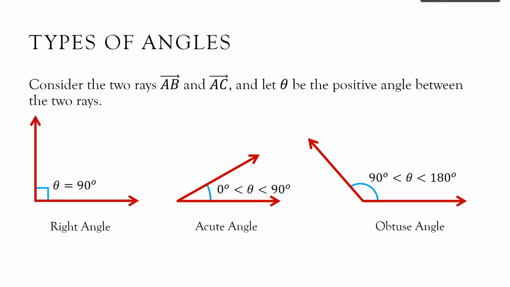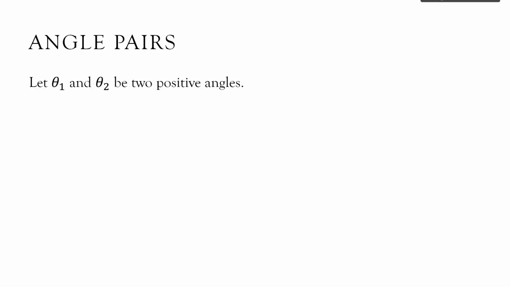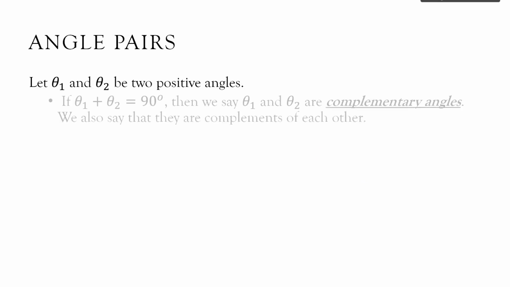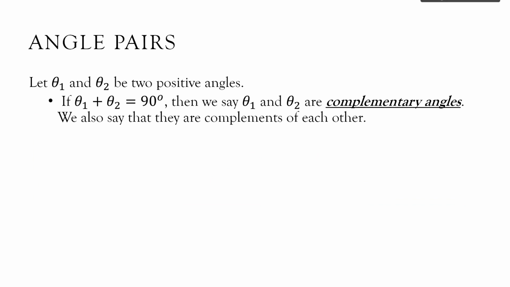Now that we know how to classify the three common types of angles, let's go ahead and talk about angle pairs. How are two angles possibly related to each other? So, let's say theta 1 and theta 2 are two positive angles. If they add up to 90 degrees, in other words, if I drew them together and they formed a 90-degree angle, then we say that theta 1 and theta 2 are complementary angles. Or you might see some books say that they're complements of each other. So if they add up together to be 90, then we have complements.